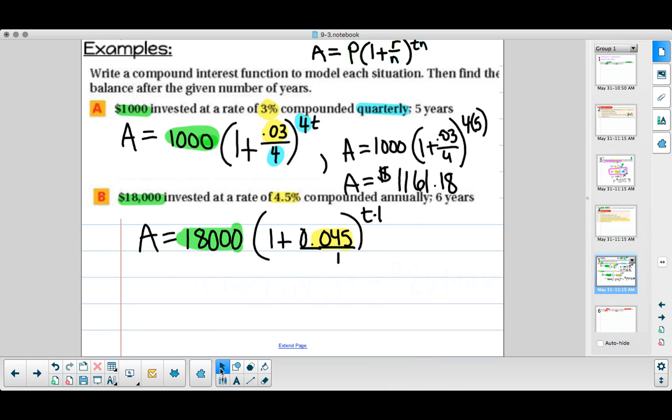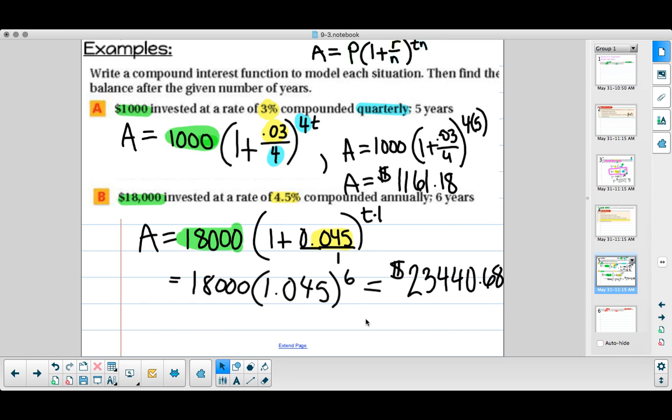And now if we're going to evaluate this for 6 years, we'll just rewrite it, changing the t to be 6. The 1 plus 0.045 is 1.045, so you're going to do 1.045 to the 6th power, and then times 18,000, rounded to the nearest penny. That's $23,440.68.